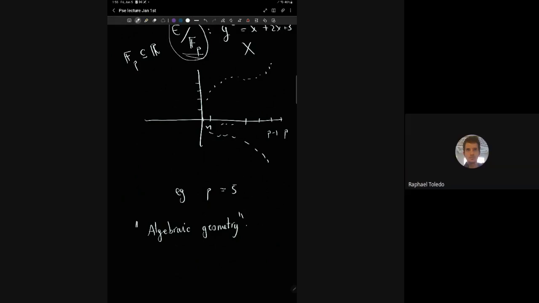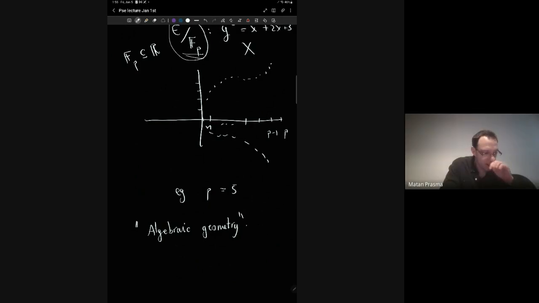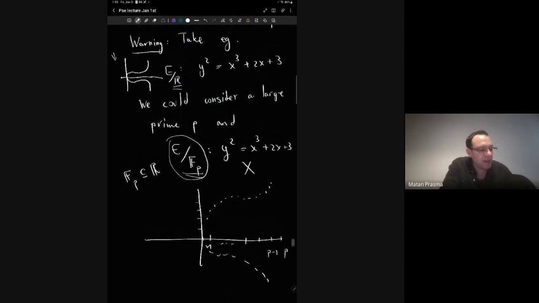Yes. Would Fp be called the base field of the elliptic curve? Yes, we say that the elliptic curve is defined over it. I mean, it's kind of in your declaration. You need to declare over which field your elliptic curve is defined.